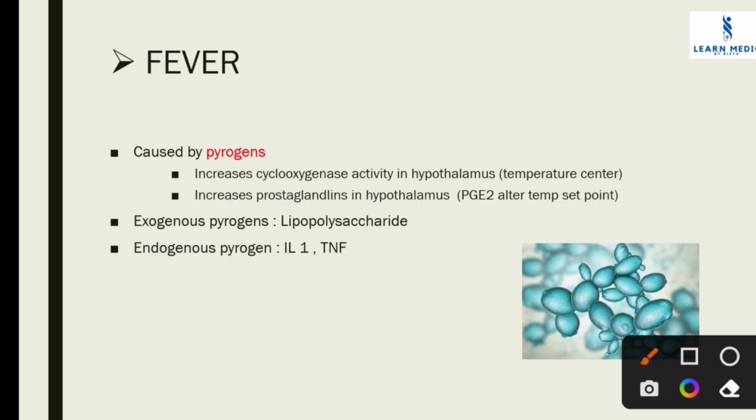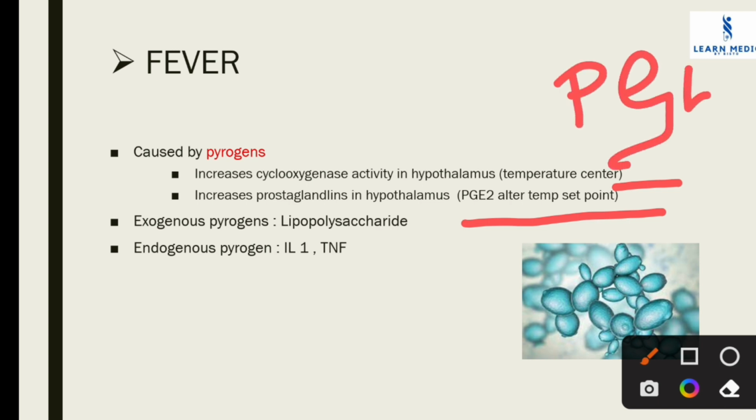Fever is caused by pyrogens. They increase the cyclooxygenase activity in the hypothalamus, that is the temperature center. We know that the hypothalamus is the temperature center. The pyrogens also increase prostaglandins in the hypothalamus, that is PGE2, which alters the temperature set point. PGE2 has various roles: it is responsible for the fever and it is also responsible for the pain.